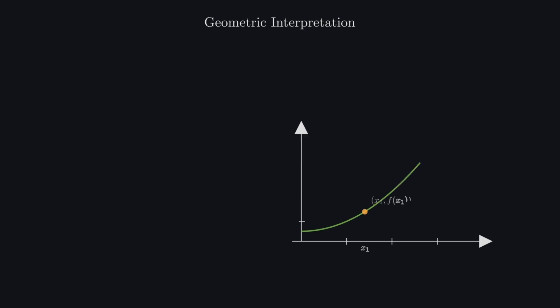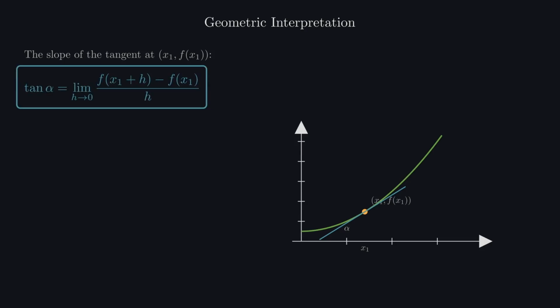Let's look at the graph of a function and the point on that curve at x1. If we draw the tangent line at that point, the slope of that tangent line, that's tan alpha, is given by this limit. The limit as h approaches 0 of f of x1 plus h minus f of x1 all over h. This is exactly the rate of change of the function at that single point x1. Let's make this a formal definition.